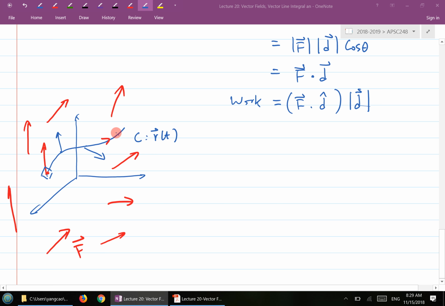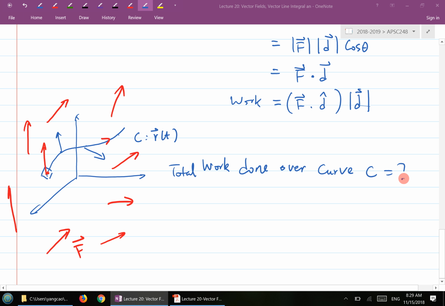Okay, yeah. So if I ask the same question, then basically the question is, how much work is done as you're pushing this, moving this object over the whole curve C here. So that's basically the question we're trying to answer here: the total work done over the curve C.